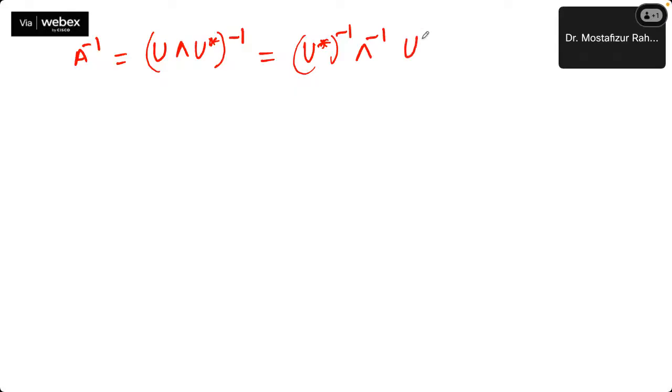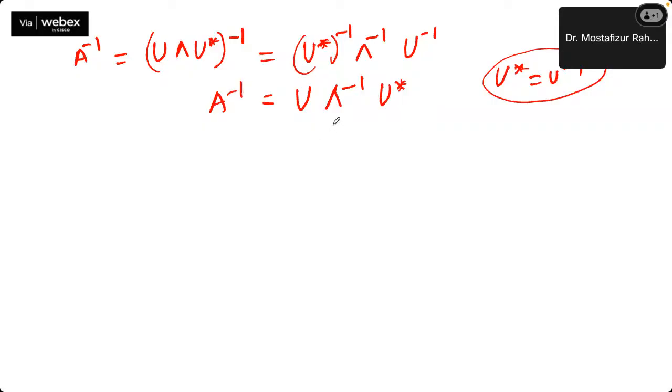So suppose A inverse. Now A inverse is basically your U lambda U star whole inverse, right? So we should be able to write it this way: U, lambda inverse, and U inverse. U star equals U inverse, and the inverse of U inverse is U. So this is lambda inverse, and this is U star, because the definition of unitary is U star equals U inverse. Just put these things here and you get the same equation. So you just need to operate on the lambda.